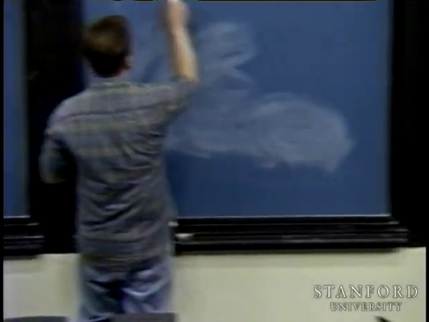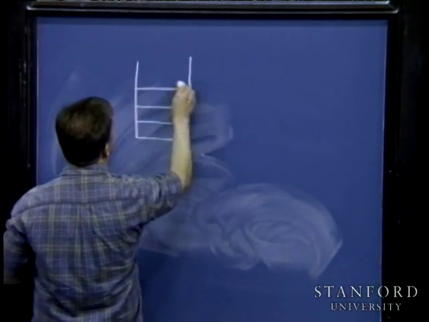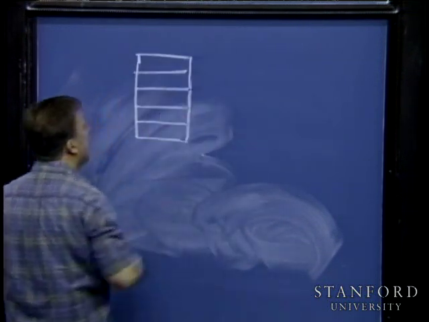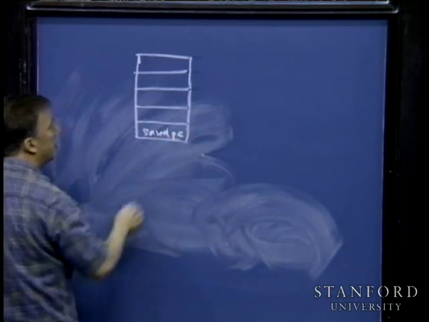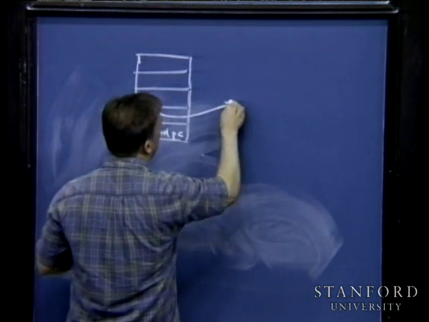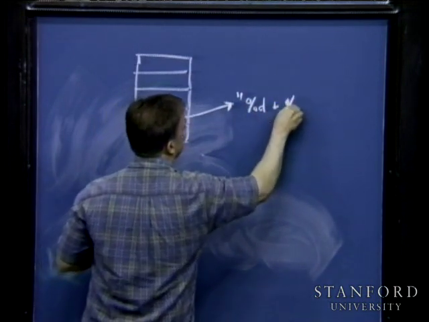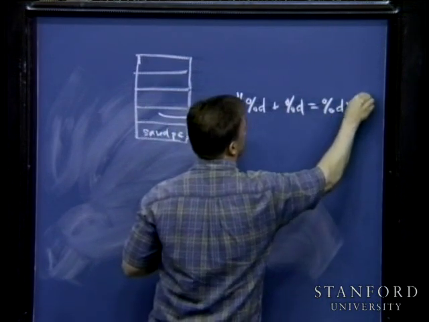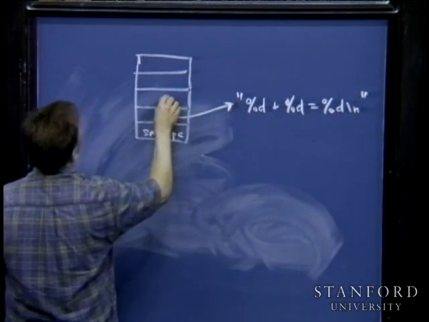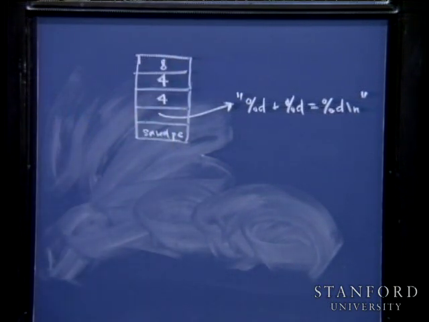So the way that the stack frame would be set up is that this would be the saved PC that's set up by the call to printf. Above it would be a pointer to the string "%d plus %d equals %d \n". This would have a 4, this would have a 4, and this would have an 8. Okay, that makes sense to people?